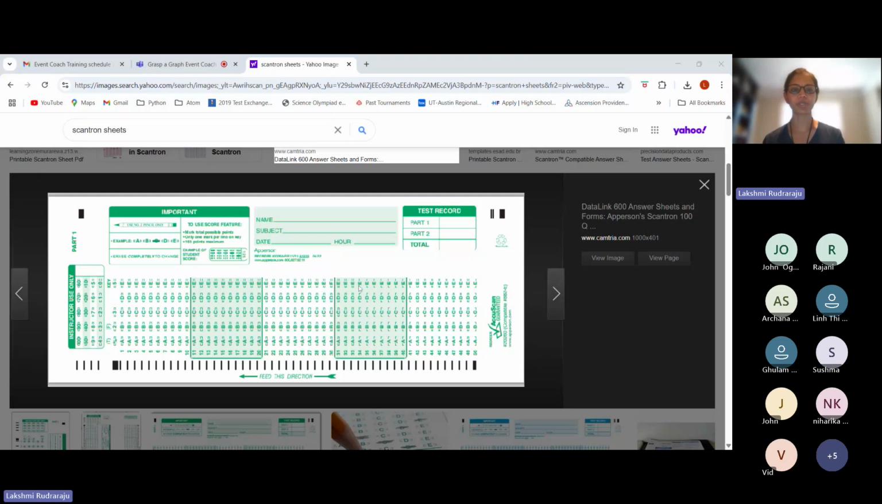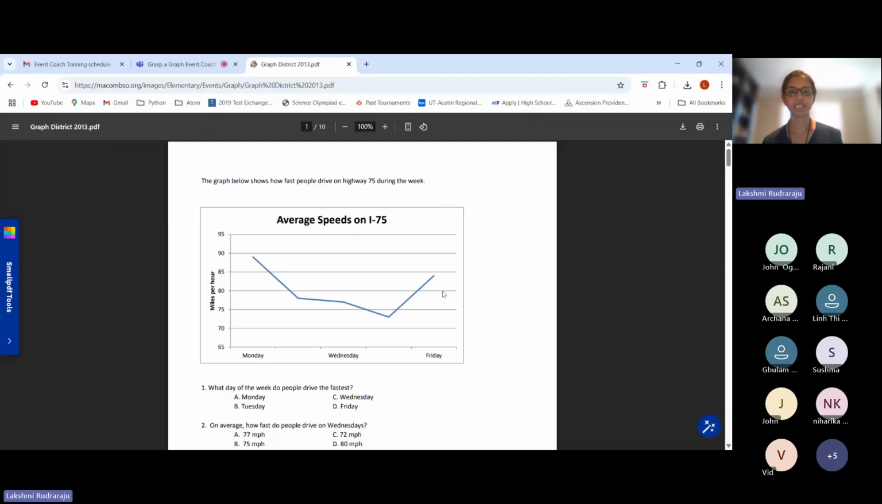So let me show you the question paper, right? Sample question paper. So they're given the graphs like this, right? Lakshmi, could you change what you're sharing? We're still seeing the Scantron form. Okay, let me go back. Let me know when you're able to see. We can see it now.